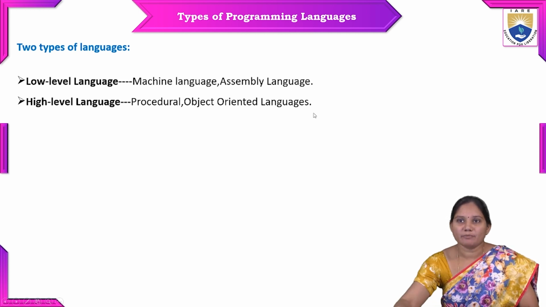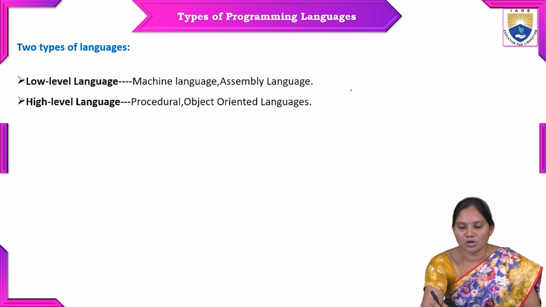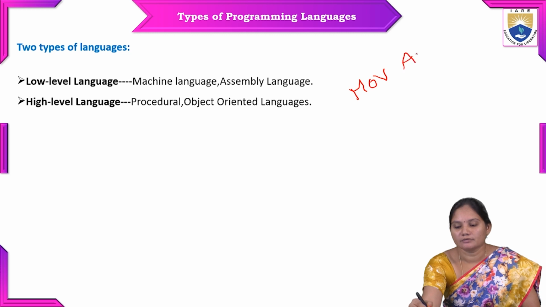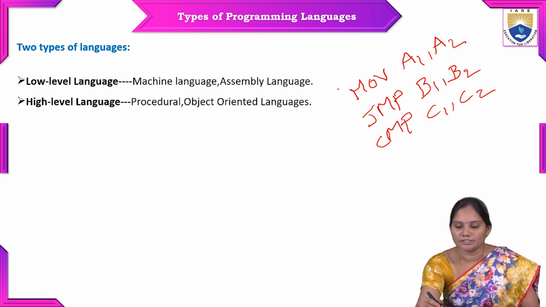So assembly language commands are like this. For example, move A1, A2. These are simple commands like move, jump B1, B2, and the next one, comparison, C1, C2. This is nothing but assembly language instructions or commands.